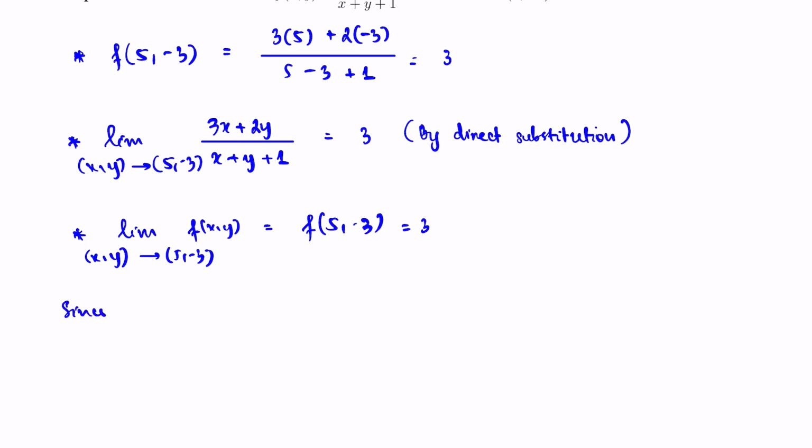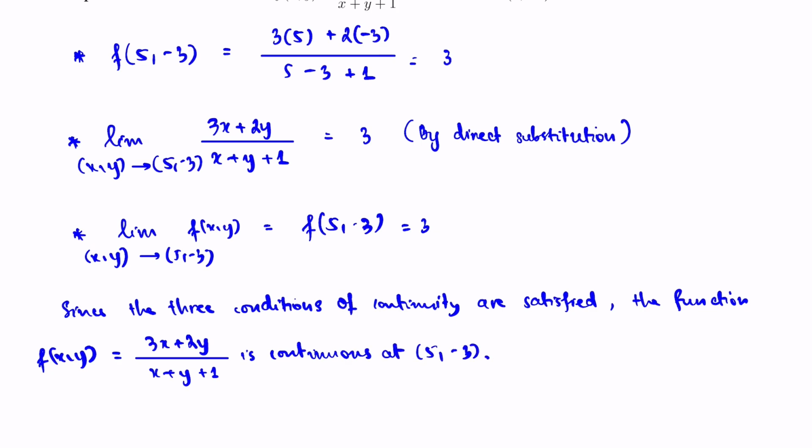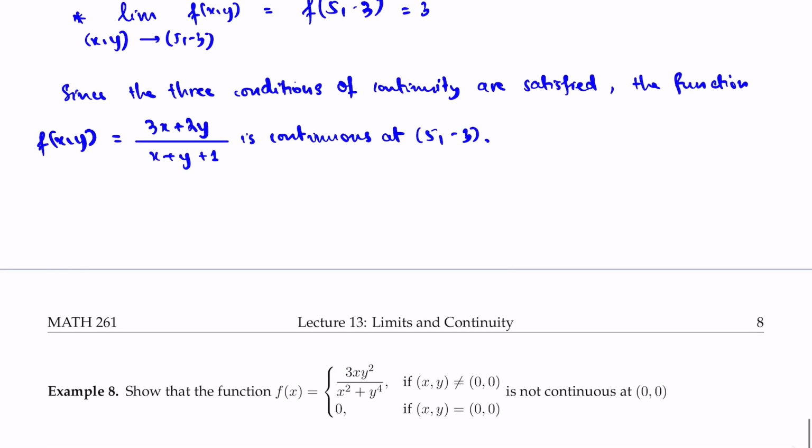Since the three conditions of continuity are satisfied, the function f of x, y equal to (3x plus 2y) over (x plus y plus 1) is continuous at (5, -3). Okay, now let's move on to the last example.